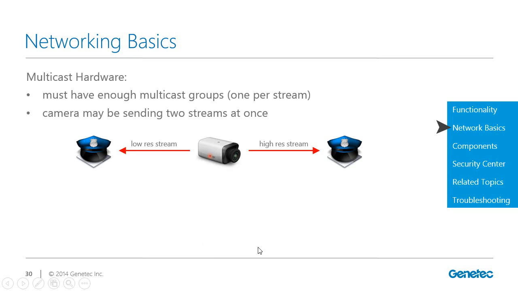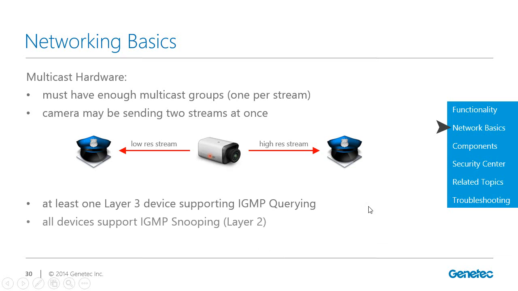Now there are also specific functions that need to be supported on the switch. Each local area network should have at least one Layer 3 device that has IGMP querying supported and enabled. The rest of the switches can be Layer 2 devices, and all the switches should have IGMP snooping enabled. Now there are some switches that are considered Layer 2.5 devices, and those could be used as long as they have enough multicast groups and support the IGMP querying.